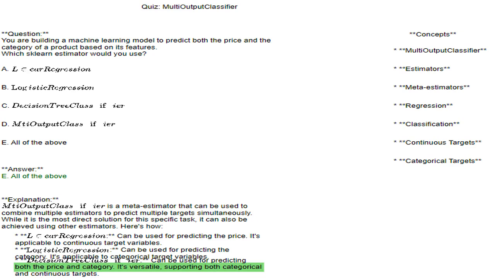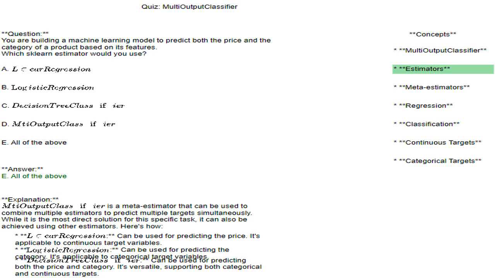Decision tree classifier can be used for predicting both the price and category. It's versatile, supporting both categorical and continuous targets. Multi-output classifier is the most direct solution for predicting multiple targets simultaneously. Method estimators. Multi-output classifier. A method estimator that combines multiple estimators to predict multiple targets simultaneously. It's a direct solution for multi-target prediction problems.